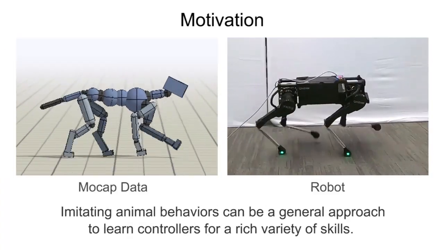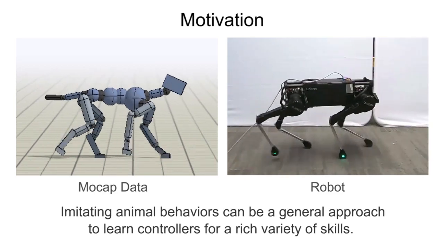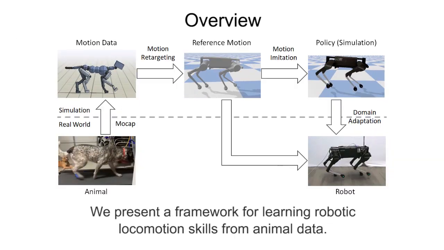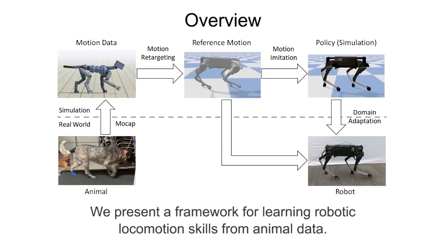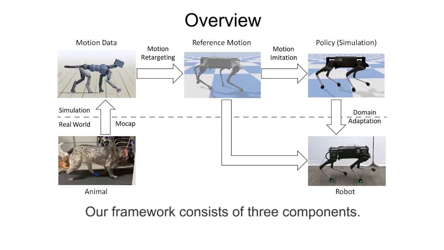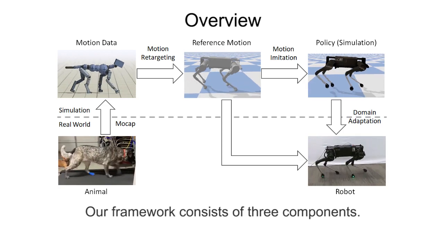Imitating animal behaviors can be a general approach to learn controllers for a rich variety of skills. We present a framework for learning robotic locomotion skills from animal data. Our framework consists of 3 components.